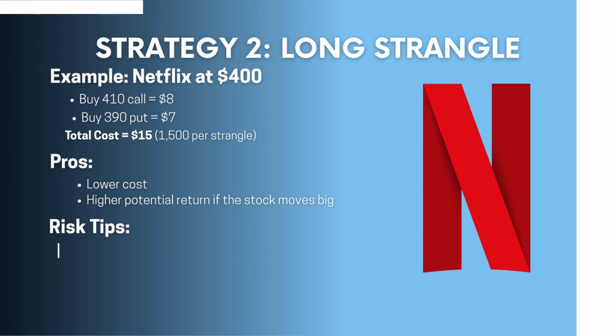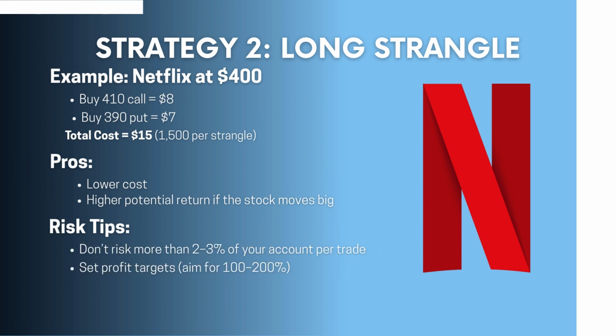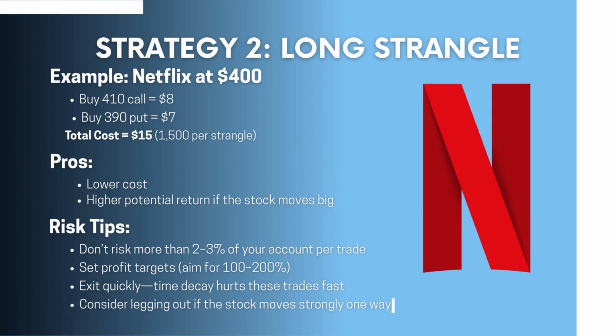Risk tips. Don't risk more than 2 to 3% of your account per trade. Set profit targets. Aim for 100 to 200%. Exit quickly. Time decay hurts these trades fast. Consider legging out if the stock moves strongly one way.